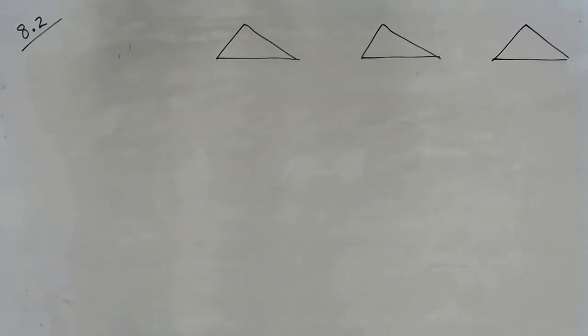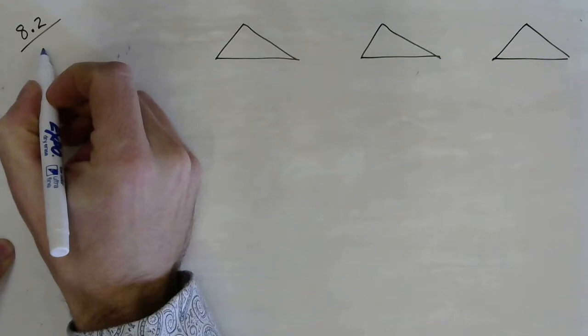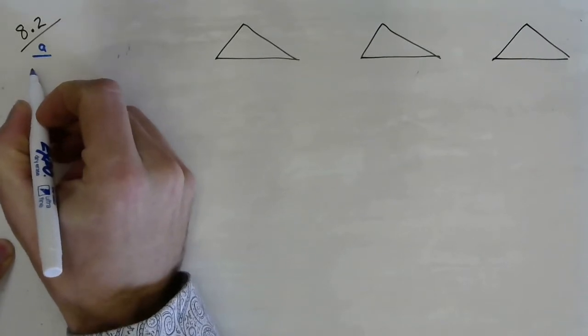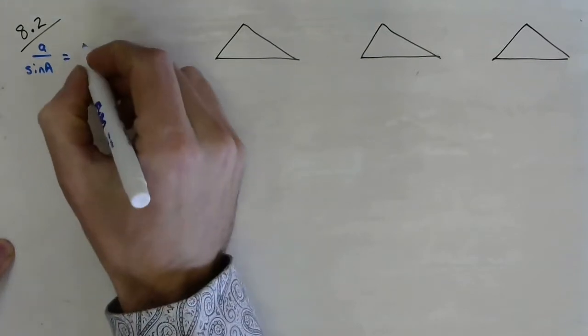All right, this is 8.2 cosine law. Yesterday we learned about the sine law, so I'm just going to quickly review that with you. Sine law, we put the side length on top. That was one way to use this law.